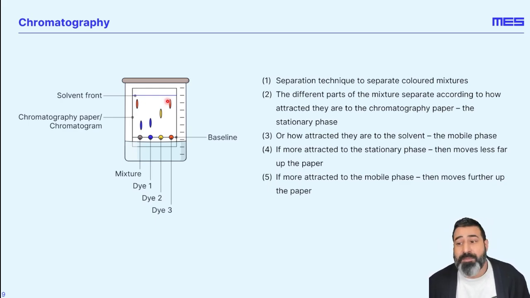Remember, chromatography comes up in paper 1 and can come up in paper 2 as well. So it comes up in the analysis section of paper 2.